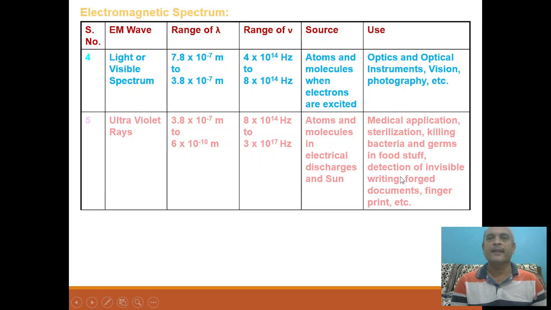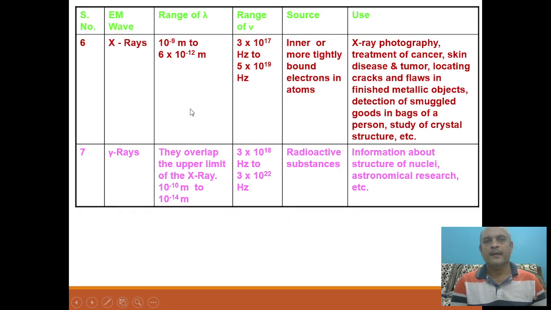Next one is X-ray. We think that is a medical term, but it's a wave. So the X-ray range is 10^-9 meter to 6 × 10^-12 meter of wavelength. The range of frequency is 3 × 10^17 hertz to 5 × 10^19 hertz. We know that when the frequency increases, according to E equal to h nu, its energy will also increase. So when we increase the frequency, its dangerous effect will also increase.